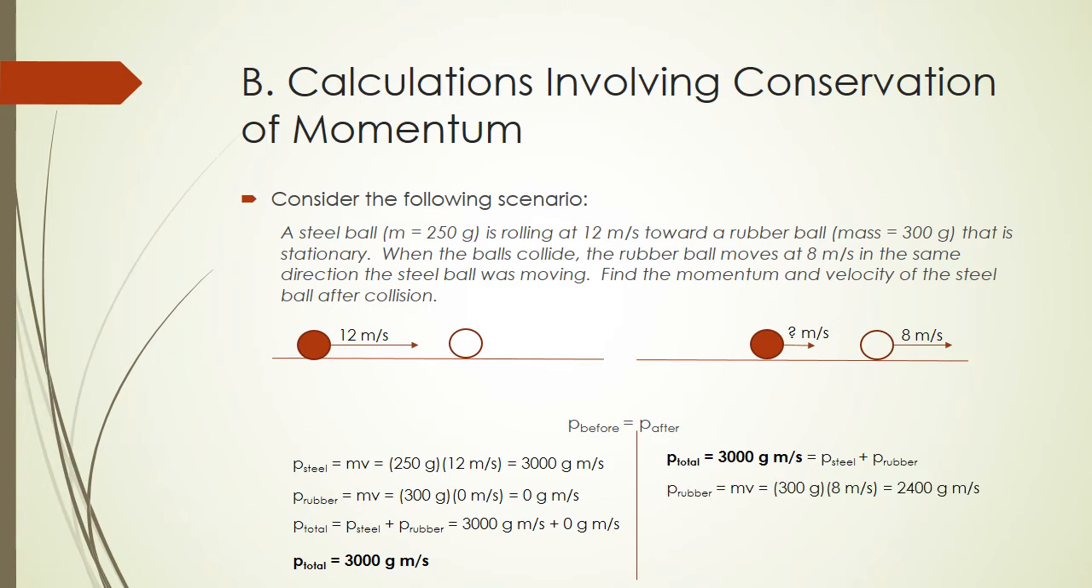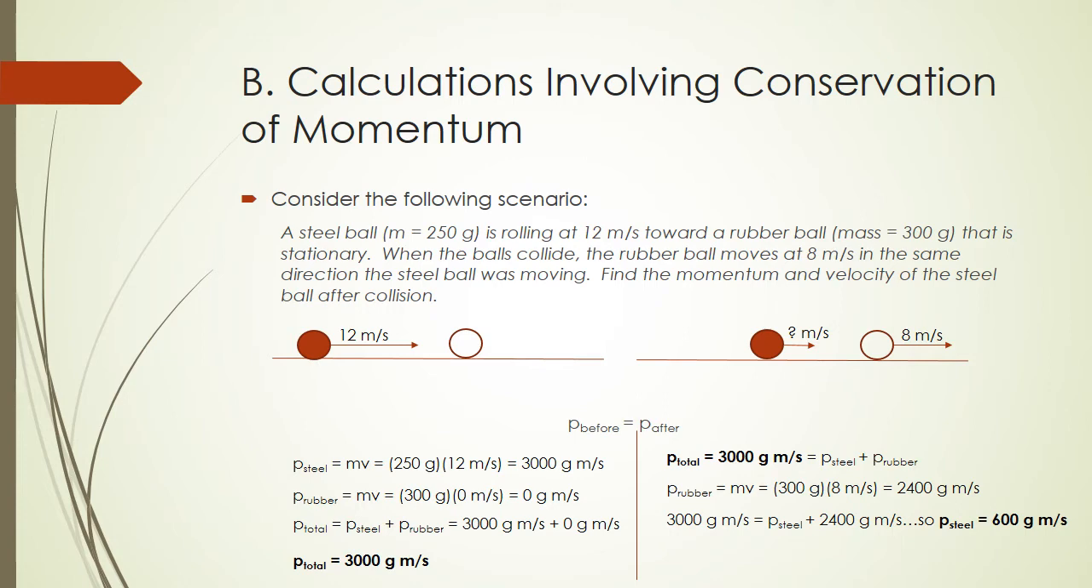The momentum of the rubber ball is equal to its mass times its velocity, which is 300 grams times 8 meters per second, which is 2,400 gram meter per second. Now that we know the momentum of the rubber ball, we can go back and use that to find the momentum of the steel ball, because we know that the sum of the two must add to 3,000 gram meter per second. So 3,000 gram meter per second is equal to the momentum of the steel ball plus the momentum of the rubber ball, which you just found as 2,400 gram meter per second. So the momentum of the steel ball has to be the difference between the two, or 600 gram meter per second.